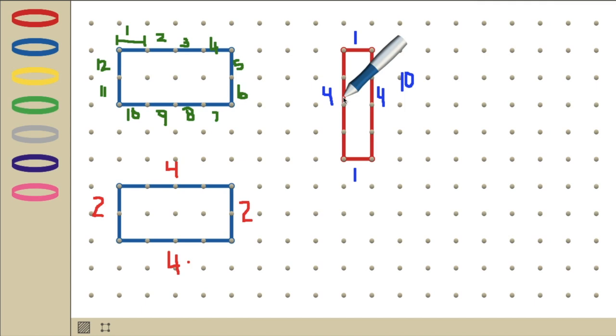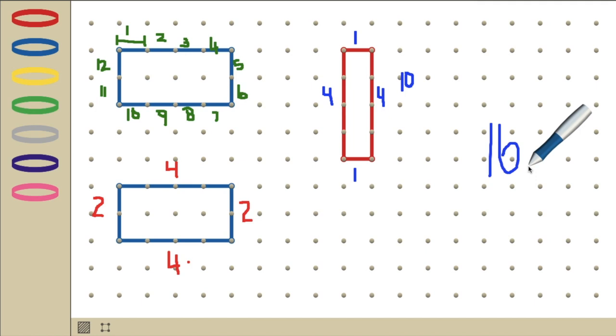Use the GeoBoard, make some rectangles, okay? And I want your rectangle to have a perimeter of 16 units. That's right, 16 units. 16 units for the perimeter. And I want you to make as many different, not congruent, as many different rectangles as you can with a perimeter of 16 units. That's your challenge. How many can you find? And how do you know that you found all the possible rectangles?